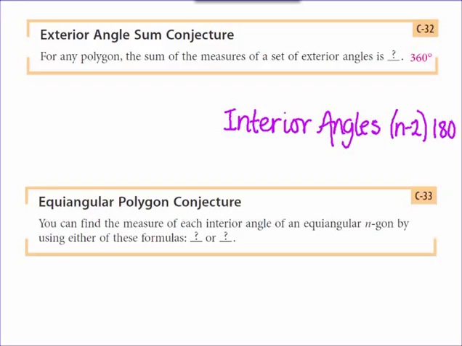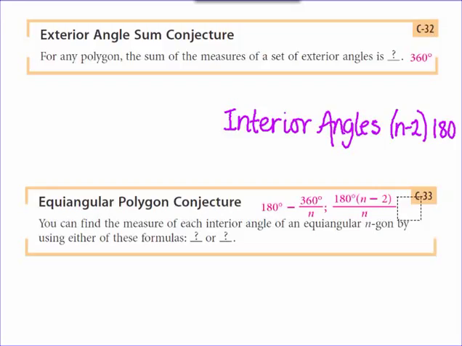The exterior angles don't. And so last but not least, it says you can find the measure of each interior angle of an equiangular n-gon by using either of these formulas. The first formula is 180 minus 360 divided by n. So if you know however many sides you have, you take 180 minus 360 divided by that, and that will tell you what each interior angle is. Or you can take 180 times (n minus 2) divided by n.